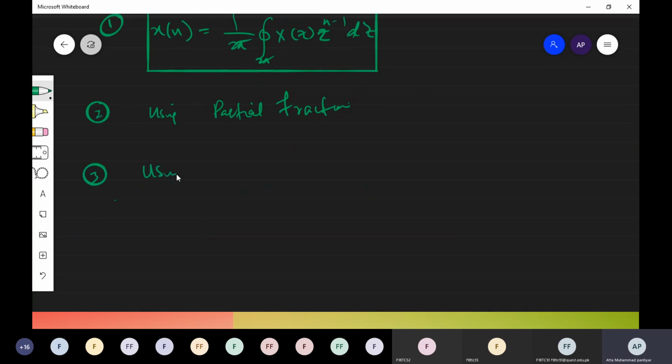In most exams, or in interviews, this question is asked: how many ways are there from which you can compute the inverse z transform? So there are three popular methods to compute the inverse of a transformed signal, right?